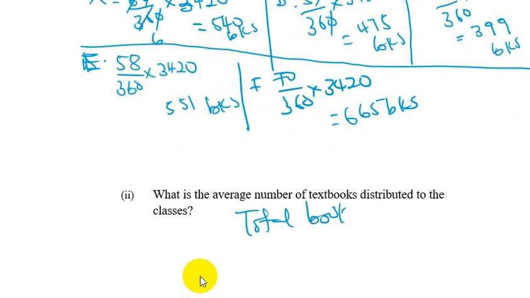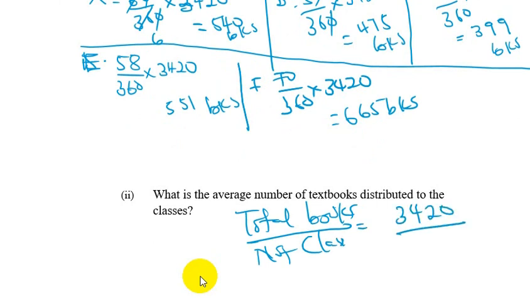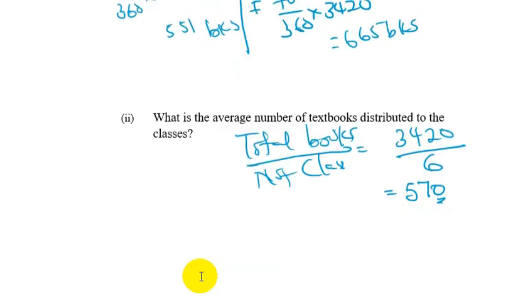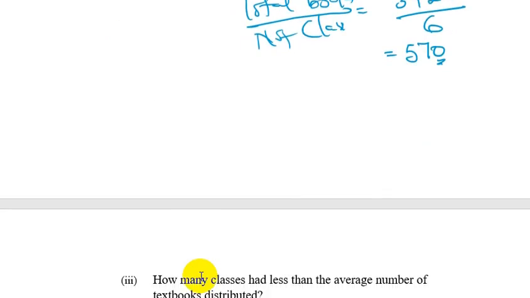total books divided by the number of classes. The total books is 3420. Then we divide it by 6, because we have 6 classes, A, B, C, D, E, F. So 3420 divided by 6 is going to give us 570. So the average for each class is 570.